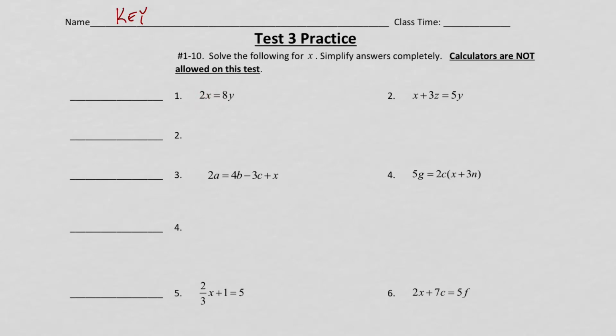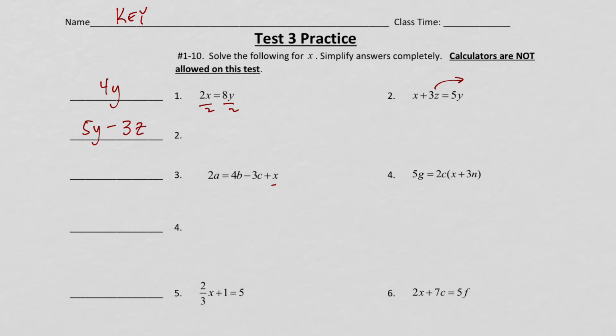All right, to solve for x, we're going to divide each side by 2, and we're going to get x is equal to 4y. Here to solve, we're going to move the z across, and it's going to flip sign. So we're going to get x is equal to 5y minus 3z.